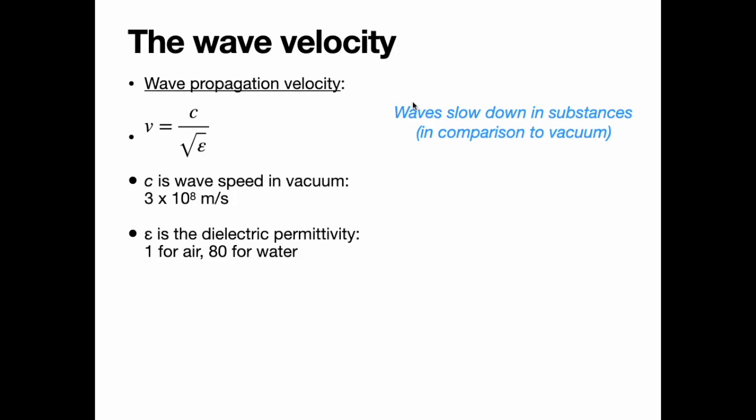So basically, you should remember that electromagnetic waves travel in vacuum at the speed of light, c, but when they travel through a medium, they slow down in this substance. And the slowdown is shown by this reduction, so the velocity will be c divided by the square root of permittivity. So that's a factor of reduction of wave speed with regard to the wave speed in vacuum.